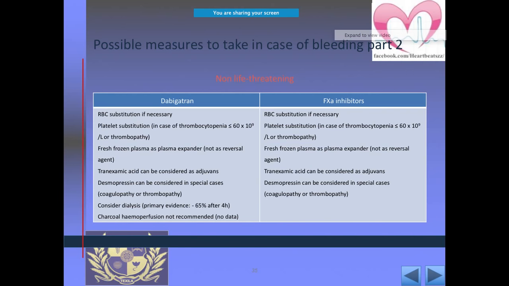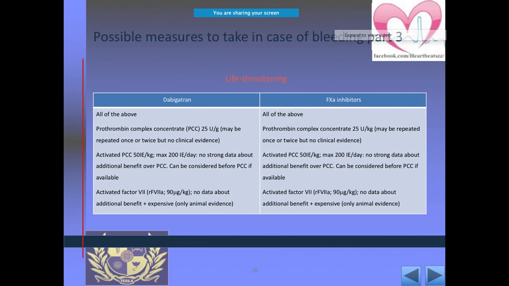So if bleeding has already started, which is not life-threatening, for dabigatran or for the vitamin K antagonists like warfarin, what you should do is RBC substitution, meaning you may try to infuse red blood cells. You may also give fresh platelets, and even fresh frozen plasma can be given. Or, for the factor Xa inhibitors, tranexamic acid can be used. And if there's life-threatening bleeding, you may use prothrombin complex concentrate in a dosage of 25 units per kg.